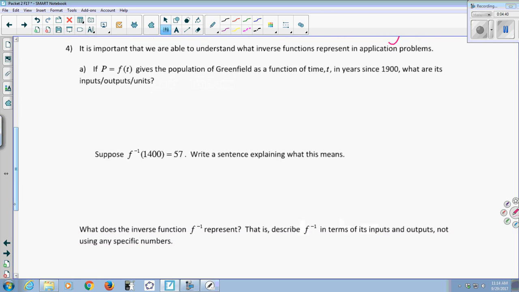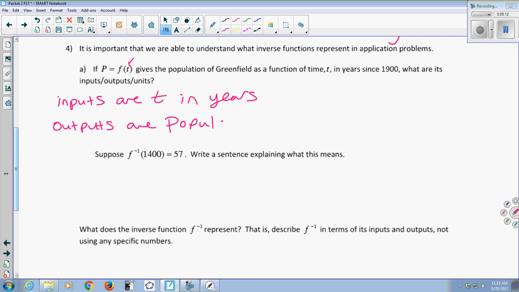So it's important that we're able to understand what inverse functions represent in application problems. So let's say p equals f of t gives the population of Greenfield as a function of time t in years since 1900. What are its inputs, outputs, and units? Okay, so its inputs are t in years, right? And its outputs are population size in number of people.